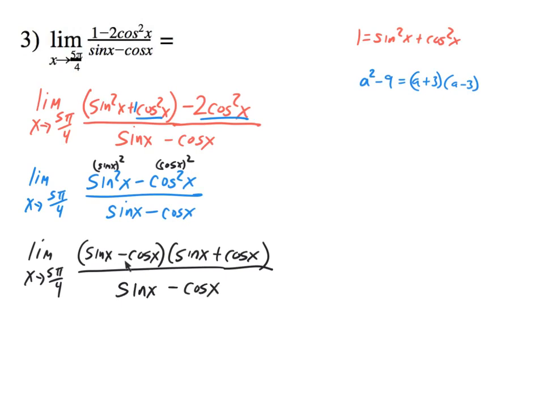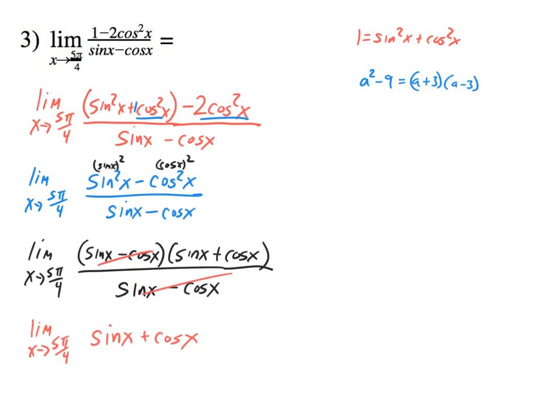And do you notice something here? Yay! Something disappears. So, well, bam. I now have the limit as x approaches 5 pi over 4, and all I have left is sine x plus cosine x. All my fractions are gone, so very likely I should be able to plug this in right now and get a value.